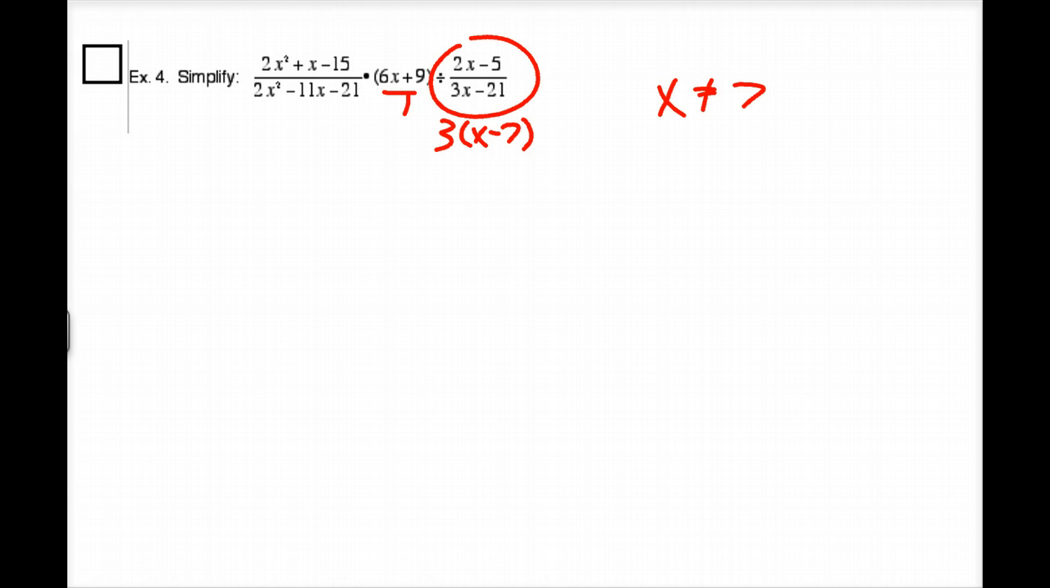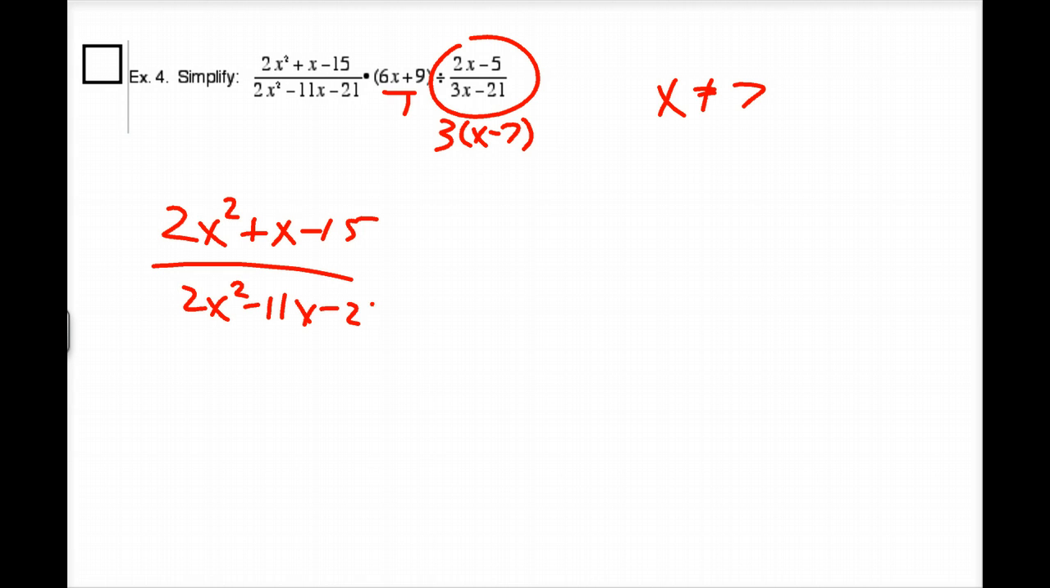So now before factoring, I'm actually going to rewrite this thing. If you want to factor it first, go ahead. It's perfectly fine. 6x plus 9, that stays over 1. That doesn't change. But this last one's going to flip over. And I'll write it in factored form since I already took the 3 out.